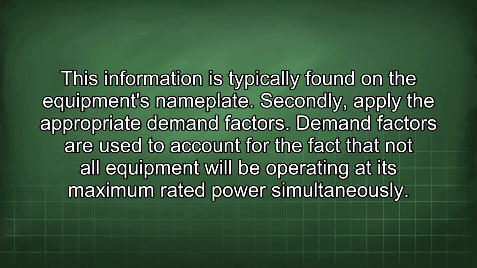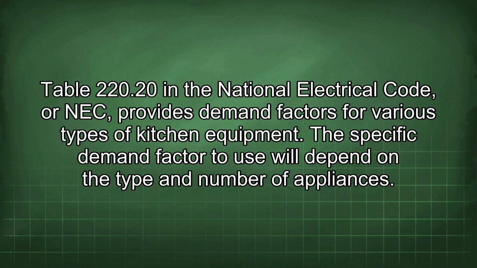Secondly, apply the appropriate demand factors. Demand factors are used to account for the fact that not all equipment will be operating at its maximum rated power simultaneously. Table 220.20 in the National Electrical Code, or NEC, provides demand factors for various types of kitchen equipment. The specific demand factor to use will depend on the type and number of appliances.